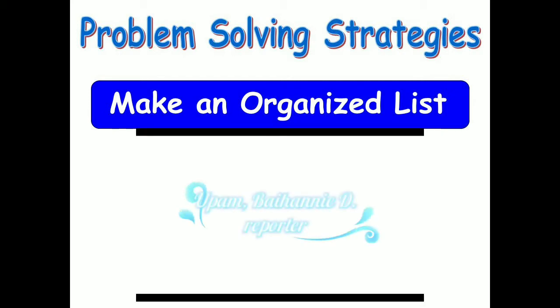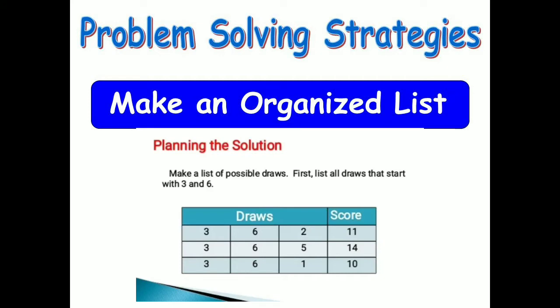Good morning, my name is Bayhani Dimalani Upam. My report is all about planning the solutions. So all the solutions will be planned. As you can see in these tables, there are draws and scores. The direction here: make a list of possible draws. First, list all draws that start with 3 and 6. As you can see in the table, the first is 3 and the second is 6.